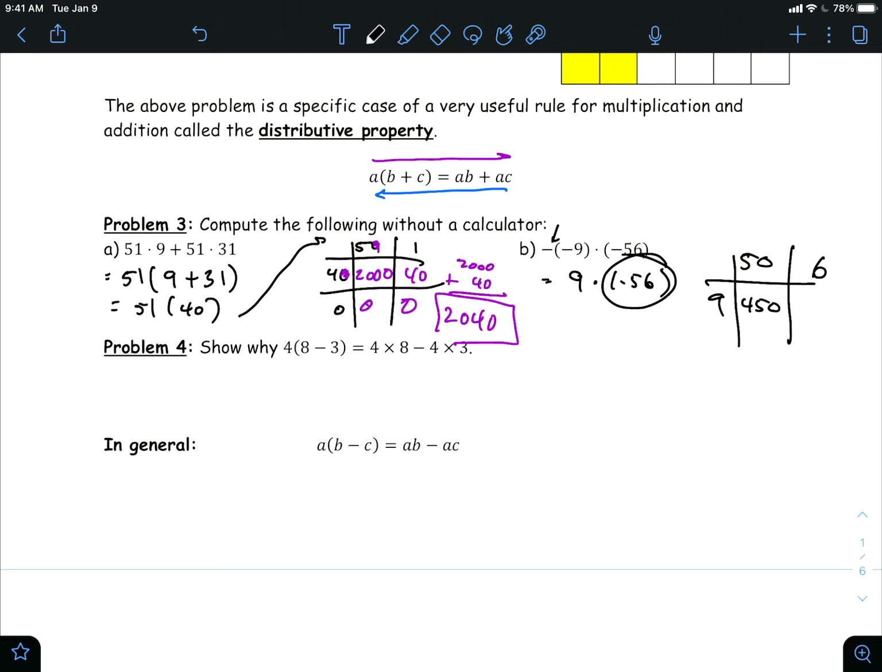What's 9 times 6? Add them together, you're done. What's that? Oh, sorry, I missed a 0. I missed a 4. 504. Is anybody impressed? Not yet?